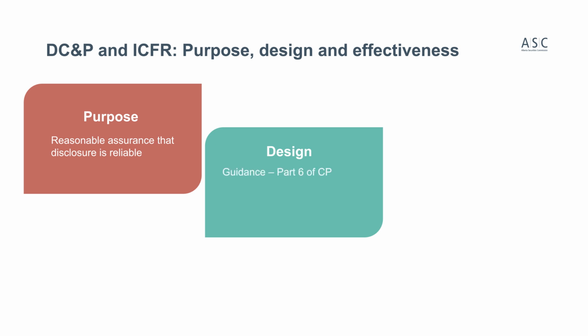Part 6 of the Companion Policy provides guidance regarding the controls, policies, and procedures that should be included in devising these processes. It should be noted that risk of fraud must be explicitly considered in the design of DC&P and ICFR. Issuers should also consider how design will be impacted by any long-term investments they hold and be aware that they are required to use a control framework to design ICFR.